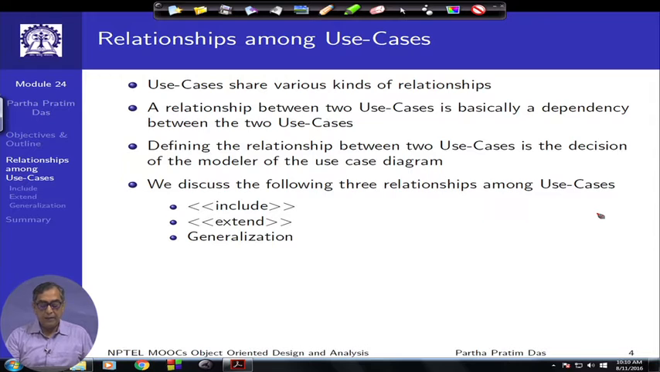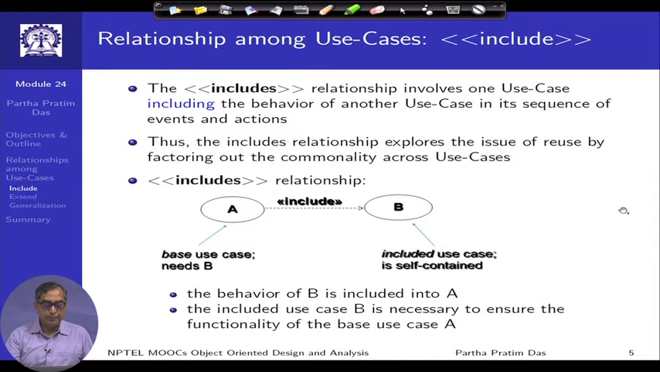Defining the relationship between two use cases is usually a decision that the person modeling the system would take. So, analyzing the specification and looking at different conditions that may exist between these actions, we will identify different relationships. Here, we will talk about three relationships: the include relationship, the extend relationship, and the generalization relationship. We will start with the include relationship.